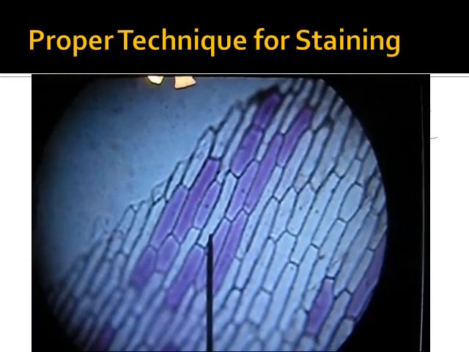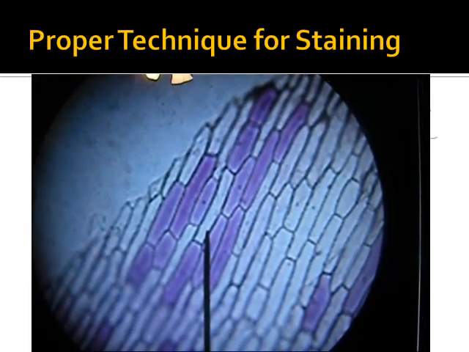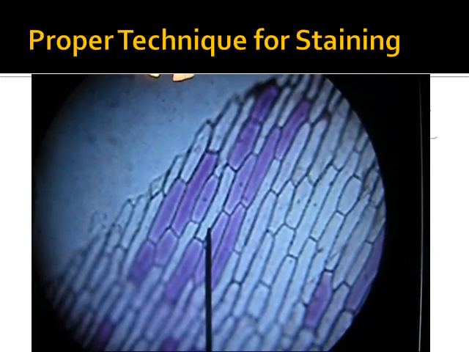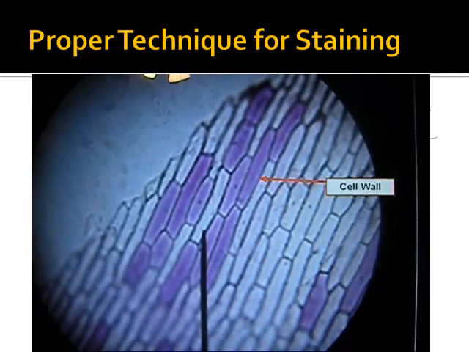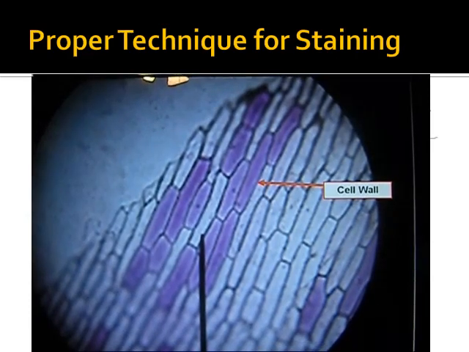Let's take a look at our onion cell. This is an onion cell in regular tap water. Notice the placement of the cell wall and cell membrane.